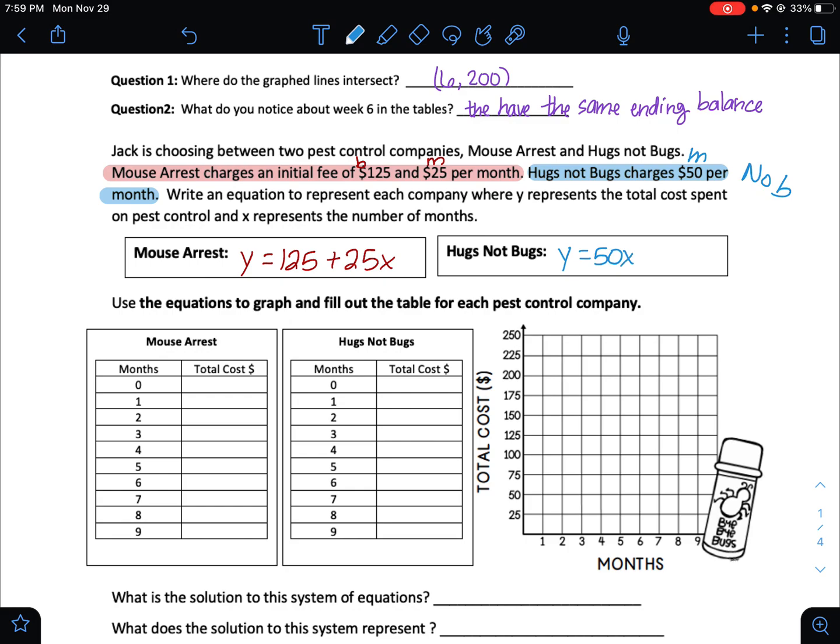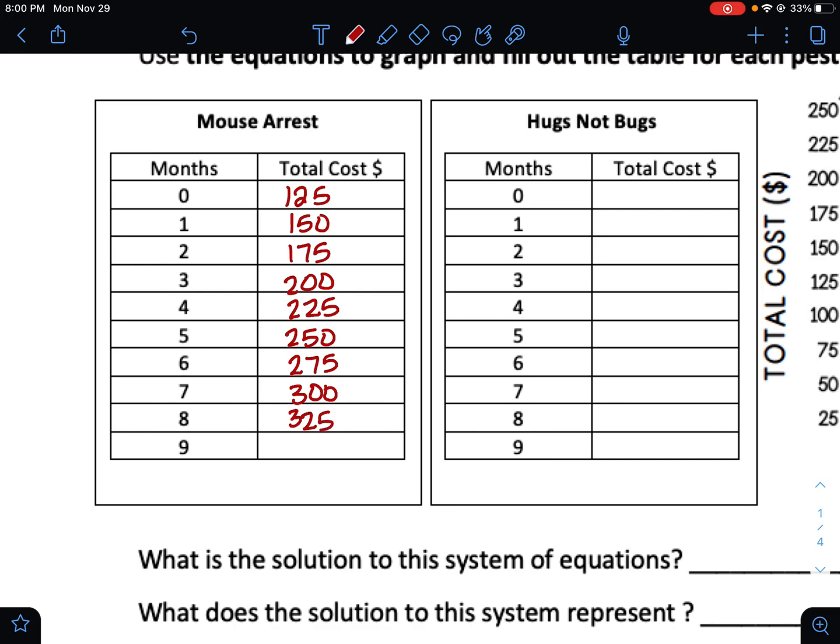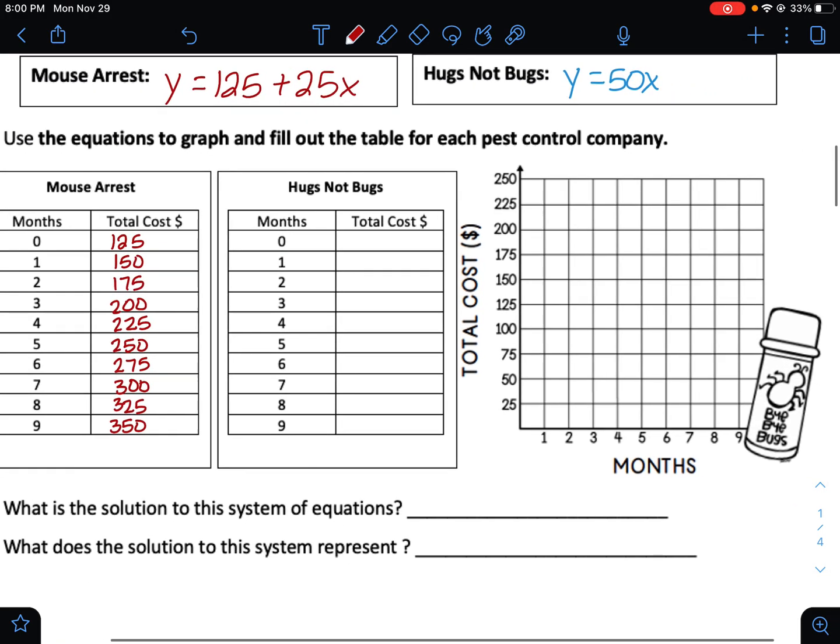I'm going to go ahead and fill in the table. Hopefully you graphed it and looked at the table yourself. So we have 125, 150, 175, 200, 225, 250, 275, 300, 325, 350. Okay, since I have that, I'm going to go ahead and graph.